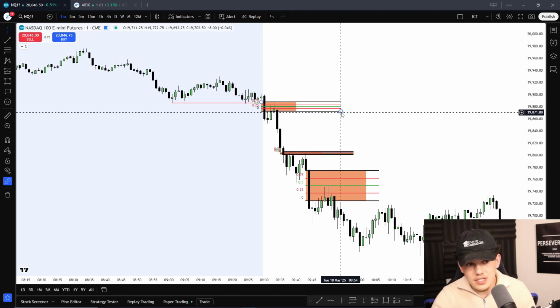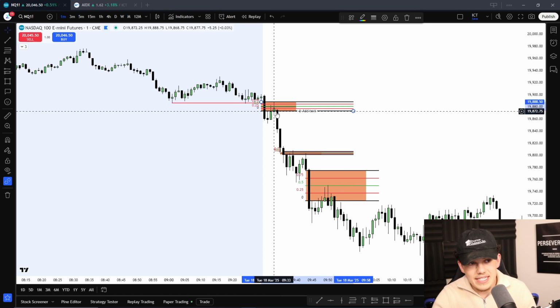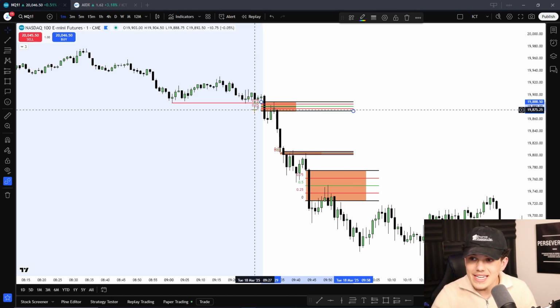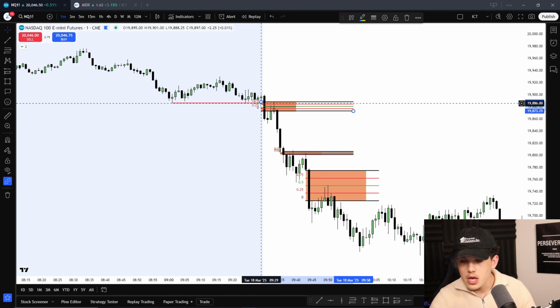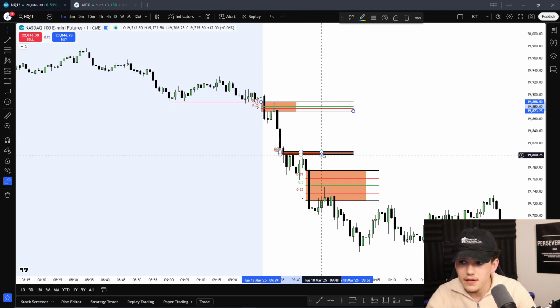You don't need to. You can just use consequent encroachment, but if you want higher probability, you can pay attention to the bodies. The wicks also tell stories. If the wicks respect it, it means it's even more bearish. So pay attention to consequent encroachment. When you're looking to see which is the right fair value gap to find, you pay attention to consequent encroachment of the fair value gap. This is one of the most crucial PD arrays to pay attention to and to learn.